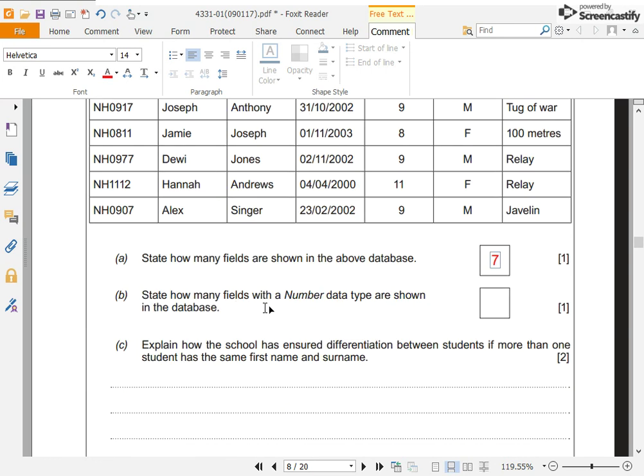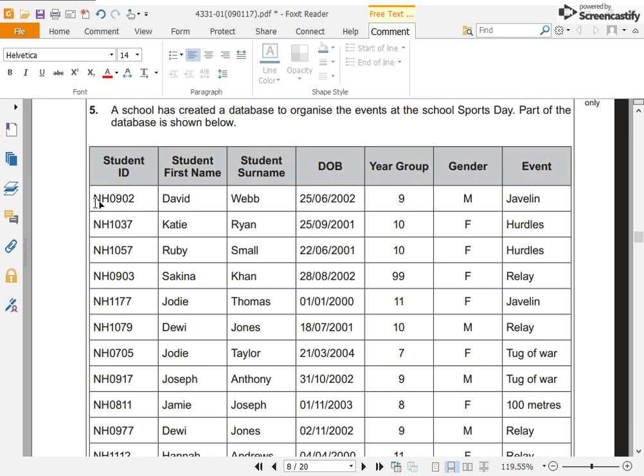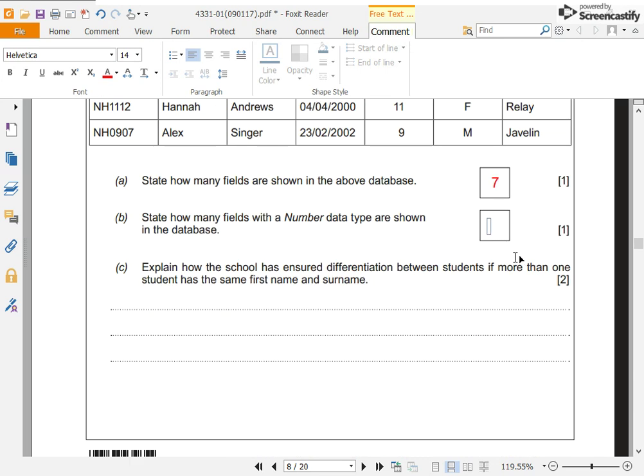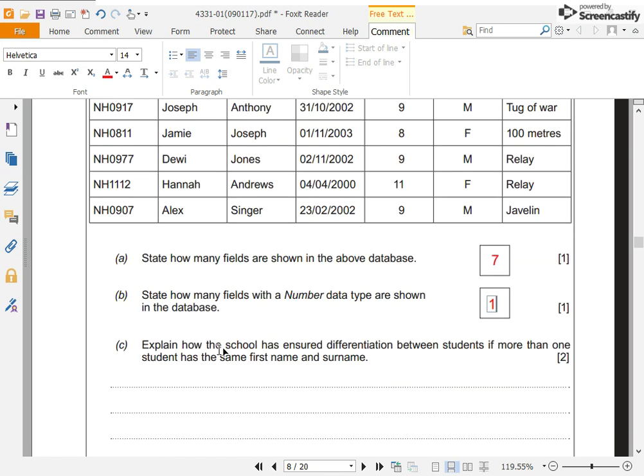State how many fields there are with a number database. So let's have a look for numbers. That's not, because there's a letter in it. No, no, no. So that's a date or time. Yes. No, no. So it's just the 1. Okay, next up, explain how the school has ensured differentiation between students if more than one student has the same first name and surname. I'll give you a few seconds to have a think about that.